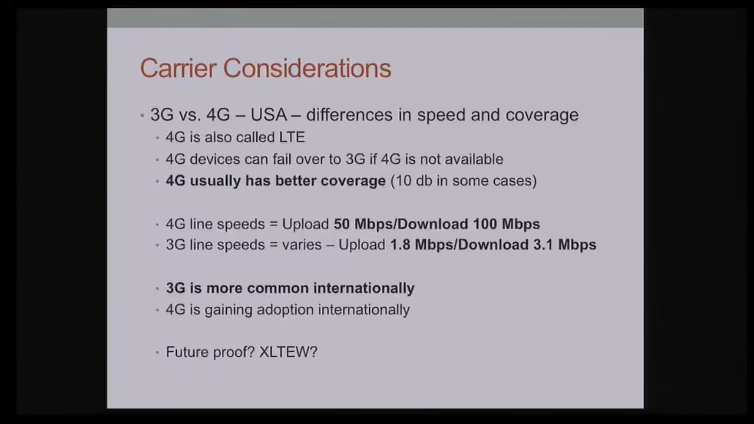The carriers are saying 50 megabits download, 100 megabits upload, theoretically, I guess. And compare that to 3G, it's 1.8 and 3.1. So if you're doing out-of-band management, primarily in SSH, your speed needs may be different than somebody who needs to route traffic across that link when there's an outage.